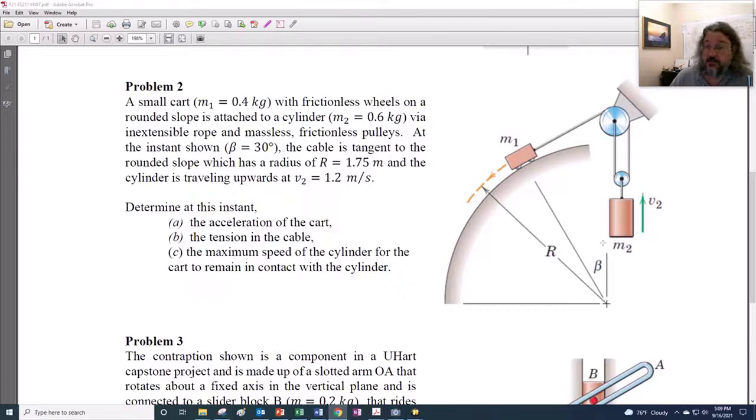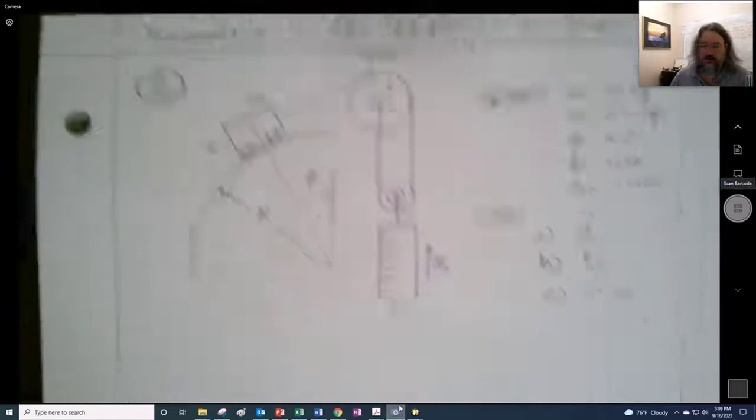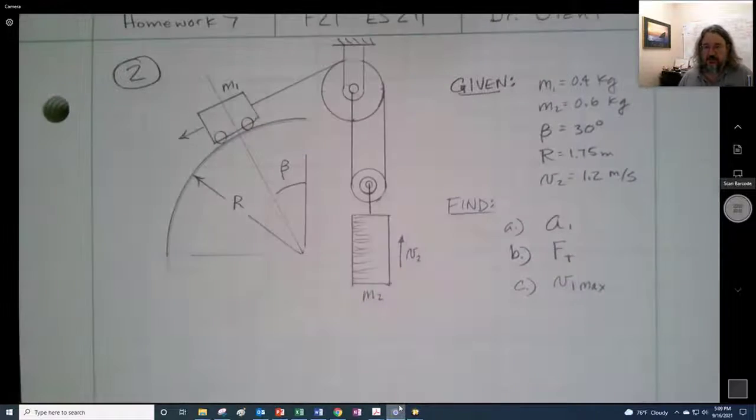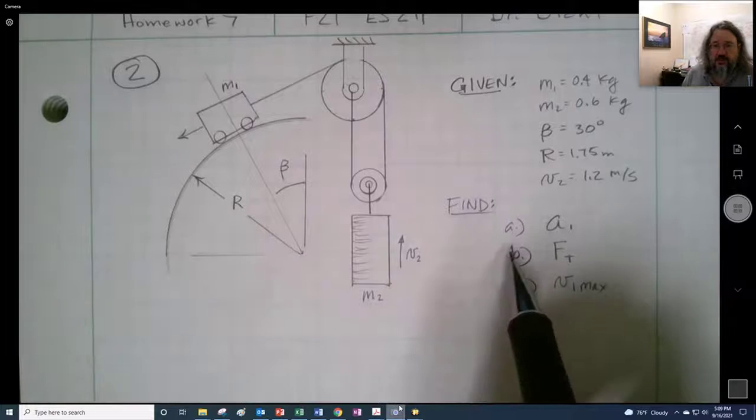And this angle right here is 30 degrees, and the cable is tangent at this moment to this slope, and that slope has a radius of 1.75 meters, and the cylinder is traveling upwards at 1.2 meters per second. We want to find the acceleration of the cart, find the tension in the cable, and find the maximum speed that the cylinder can go for the cart to remain in contact. So I've written the problem out again, and just as briefly as I think is necessary.